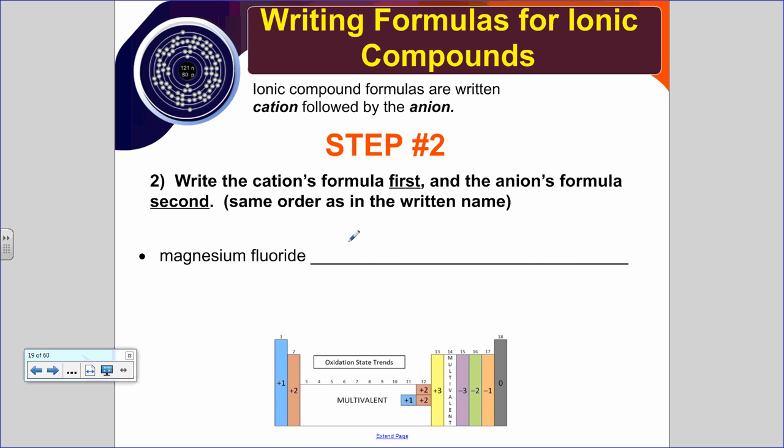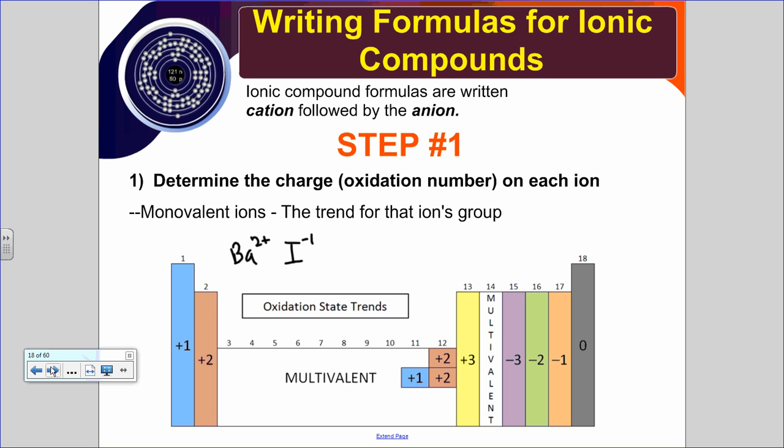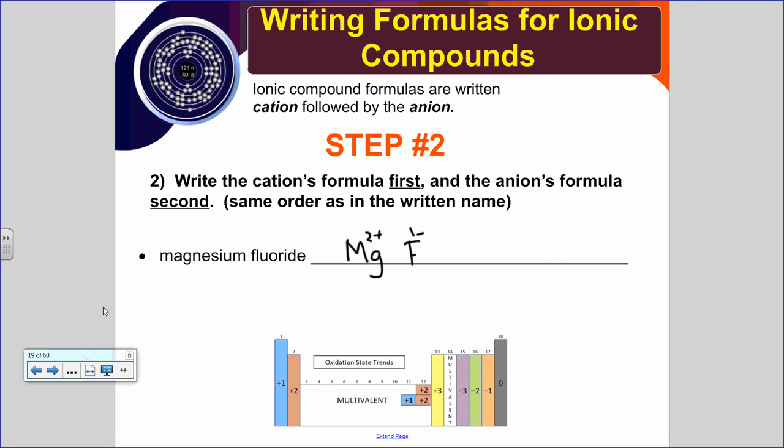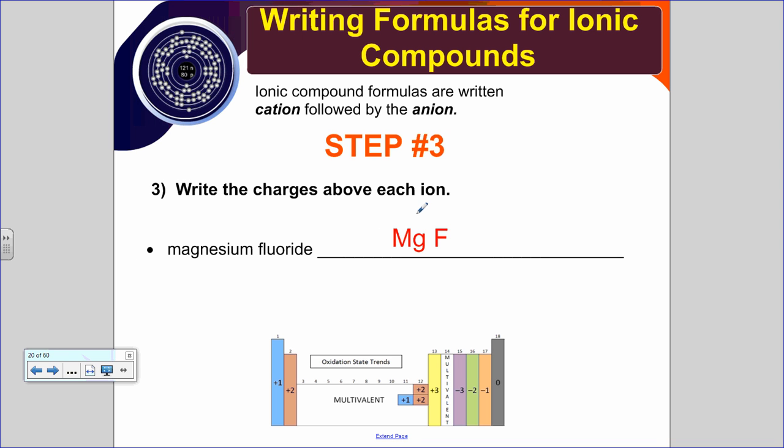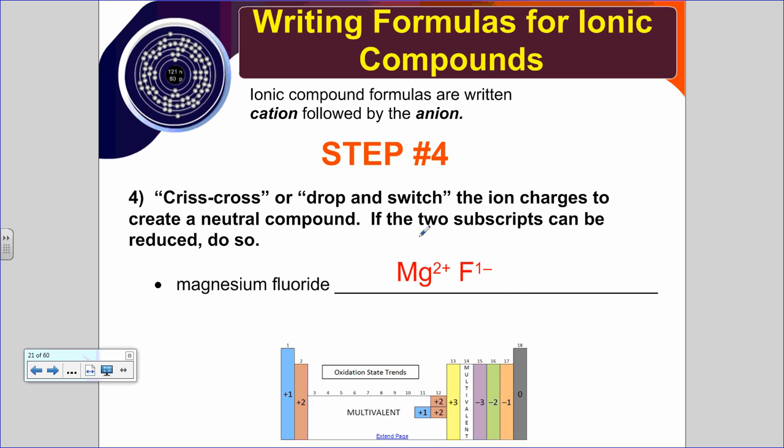And when we say write the ion, it's like we mentioned in video 1. Magnesium ion, and then fluoride ion. Okay. So step 1, determine the charge. Step 2, write the cation formula first, write the anion formula second. Step 3, write the charges above each ion. I've already done this on the prior slide. Step 3, write the charges above each ion. And step 4, crisscross or drop and switch.